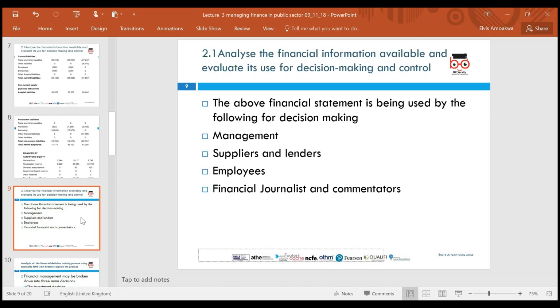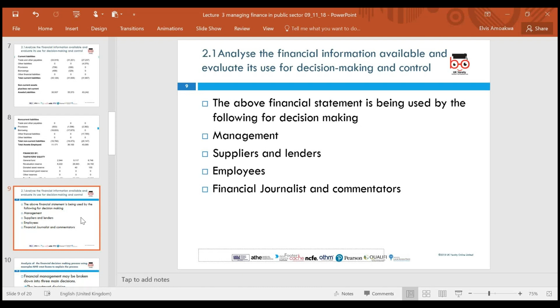Employees are also interested in the health of the financial position of the trust, and other third parties like journalists are all interested. So there are so many stakeholders who are quite interested in the financial information of every organization. So we will try and look at how the financial information of NHS West Sussex that I have shown will be used to make sound decisions.